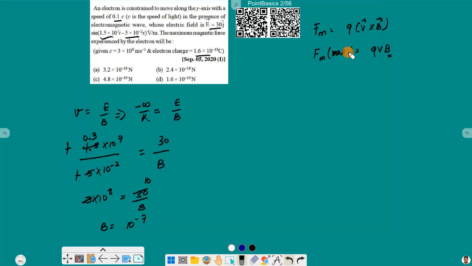Now we can find out the maximum force, so it will be equal to Q, that is 1.6 into 10 raised to power minus 19 into velocity, that is 0.1 c, so 0.1 into 3 into 10 raised to power 8 into B, that is 10 raised to power minus 7. Solving, we will get 4.8 into 10 raised to power minus 19 Newton, and that is option C here.